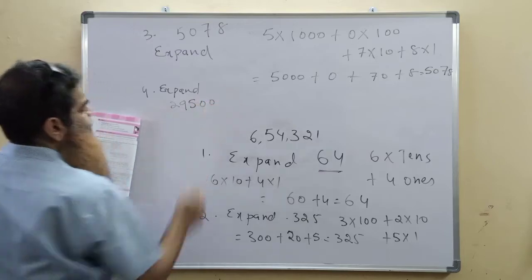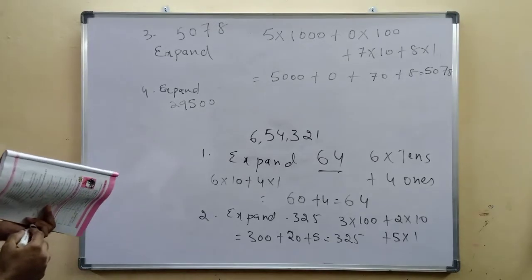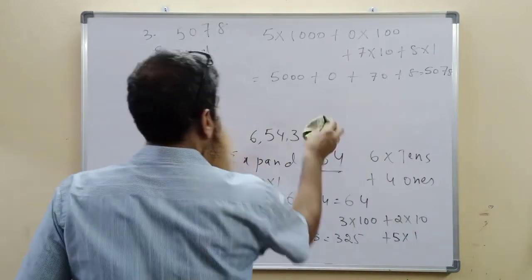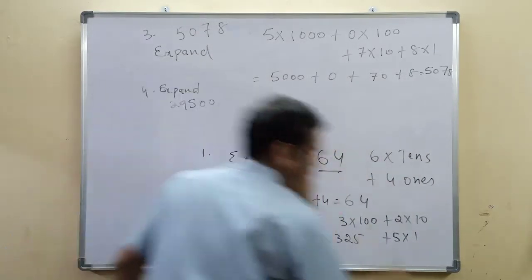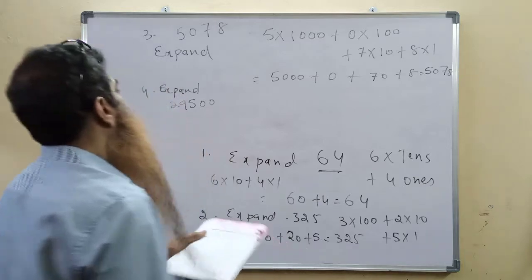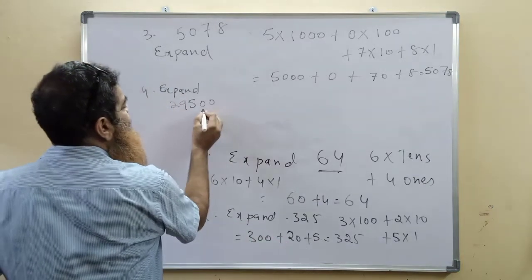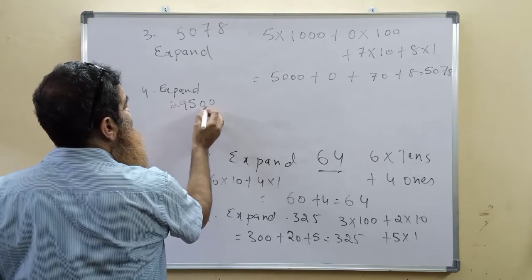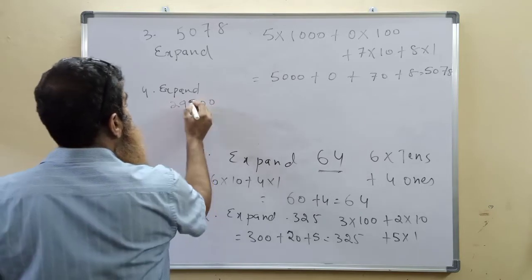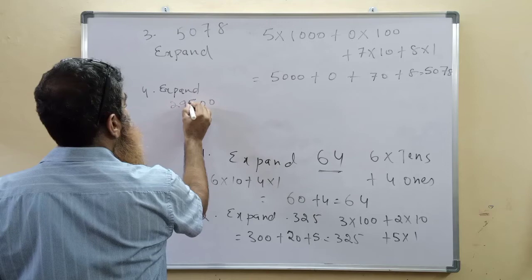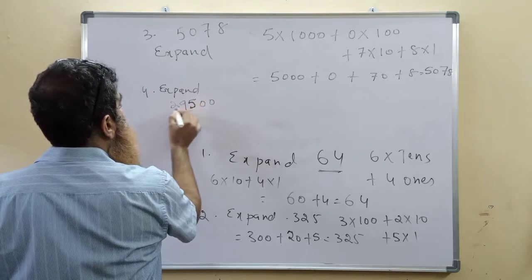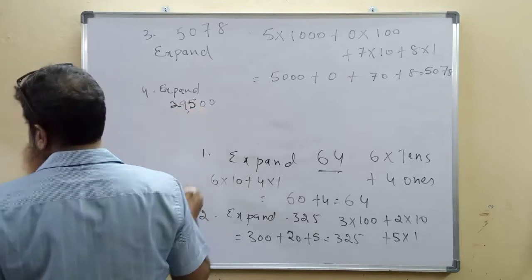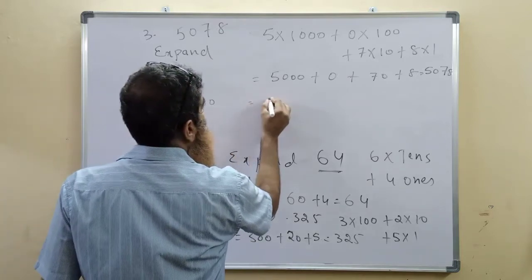Then the fourth and last one in this series, expand a 5-digit number 29,500. The ones place and tens place, there is nothing. Zeros are there. We go directly to 500. It is 9,500. Now it is 29,500.